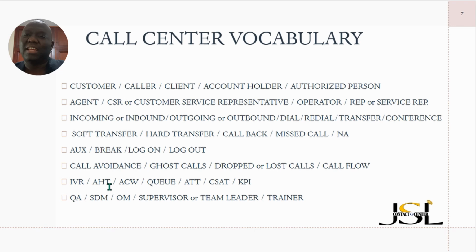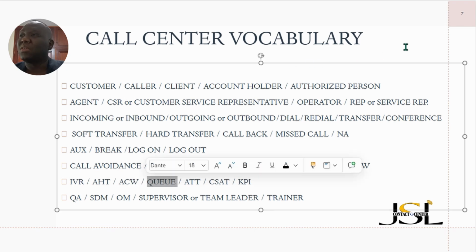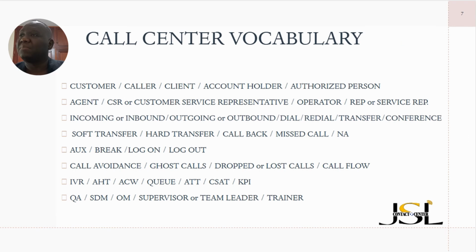So AHT, which is average handling time. Okay, average handle time. How much time you spend in a call with a caller. All right, ACW, after call work. When you finish with a call, you actually may need a minute or a few seconds to document the account. The queue, we just talked about queue, which is basically how many calls we have to handle at the specific moment. ATT stands for average talking time, how much time you spend talking to the caller.